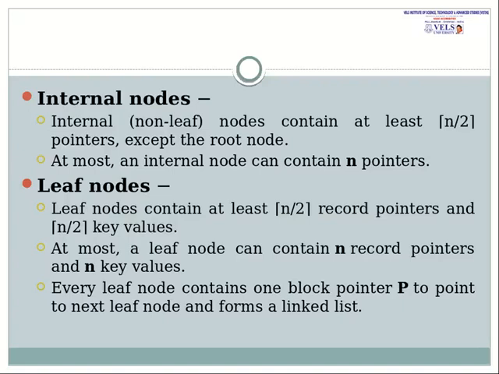Here there are two kinds of nodes, one is the internal node and the other is the leaf node. An internal node is a non-leaf node which contains at least n by 2 pointers except the root node, and the internal nodes contain n pointers. A leaf node contains at least n by 2 record pointers and n by 2 key values. That is, it must be a balanced node. Every leaf node contains one block pointer P to point to the next leaf node and forms a linked list. So the B plus tree forms a linked list format.